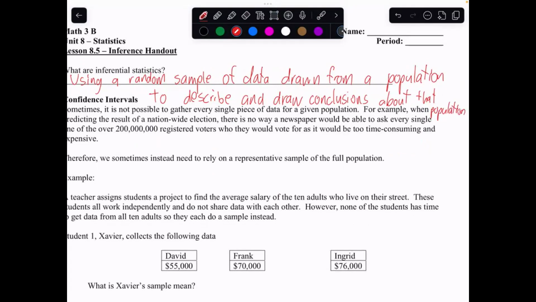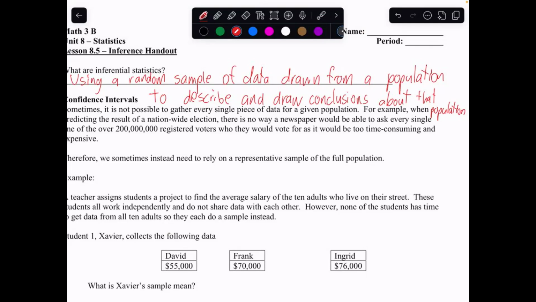Okay, so an example of this would be if I wanted to know how many pets on average each person in this room had. But I don't want to take the time to go around to 30 people and ask them how many pets do you have. I'll just maybe ask 5 or 6 people, and I would say, well, the full class average is hopefully close to the 5 or 6 people that I asked.